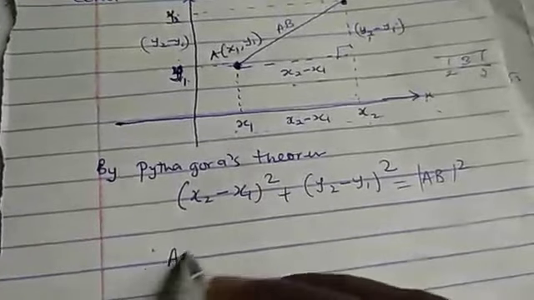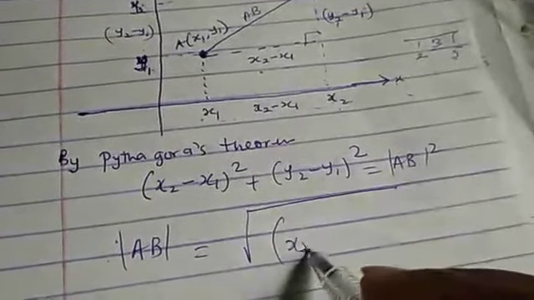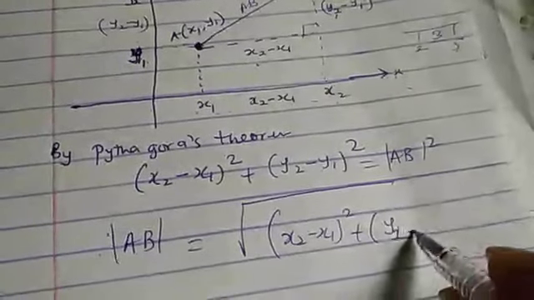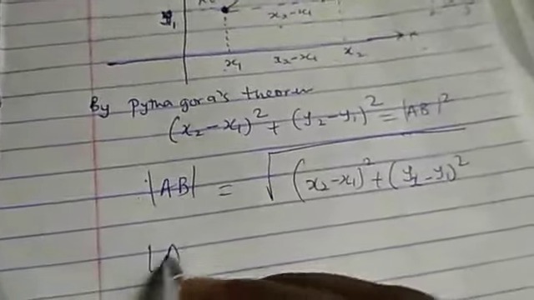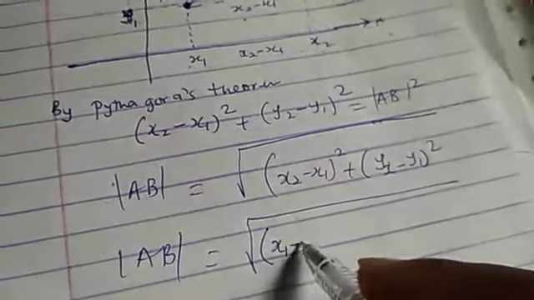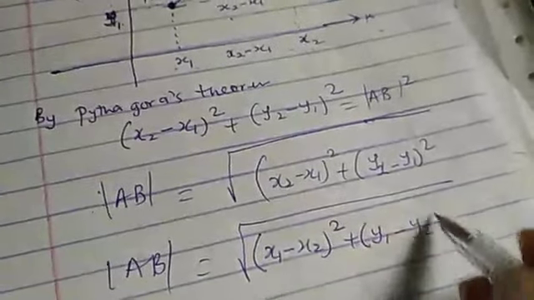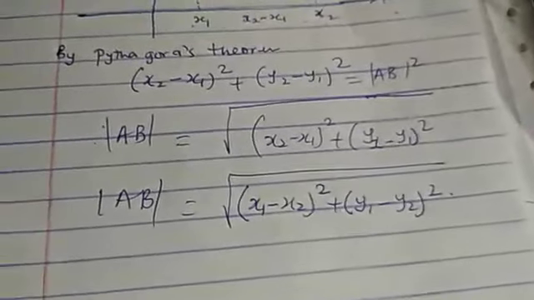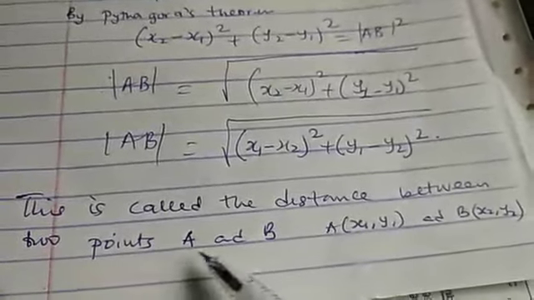If I make AB the subject of the formula, I will say that it is the square root of x2 minus x1 squared plus y2 minus y1 squared. So this is called distance, or we can write it like this. It's still the same thing. I can say it is x1 minus x2 squared plus y1 minus y2 squared. So this is what we call distance between 2 points, that is distance between 2 points A and B.